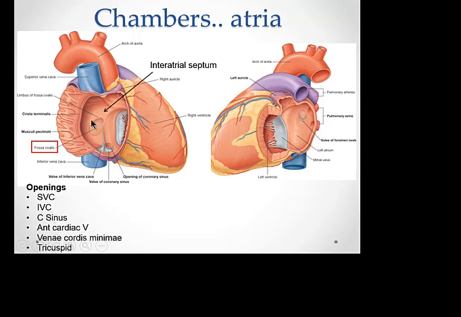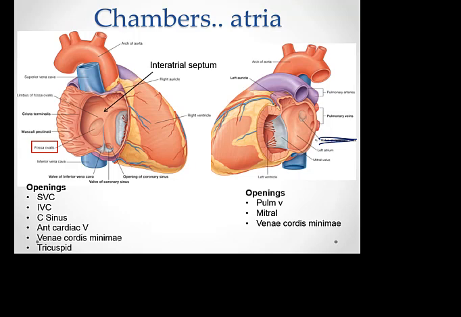And then from the right atrium, opening into the right ventricle is this opening, which is the tricuspid opening, also called the right atrioventricular opening. So these are all the openings that you see in the right atrium. Let's look at the left atrium. Again, the smooth part, and this is the rough part, which is the musculi pectinati. This is the interatrial septum, this other side, the left side of the interatrial septum. You ignore this because you rarely see it.